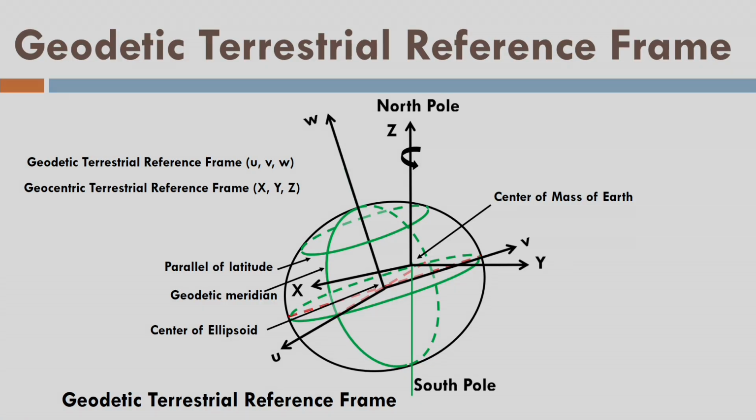Well, again we have seen that we have parallel of latitude and we have a geodetic meridian. Remember, in the last slide we said there is a meridian, and then it's called geodetic meridian in case of the geodetic ellipsoid. Well, we have the center of the ellipsoid which is away from the geocenter and it is not the geocenter, and so we are showing here a geocentric terrestrial reference frame XYZ and the geodetic terrestrial reference frame UVW here.